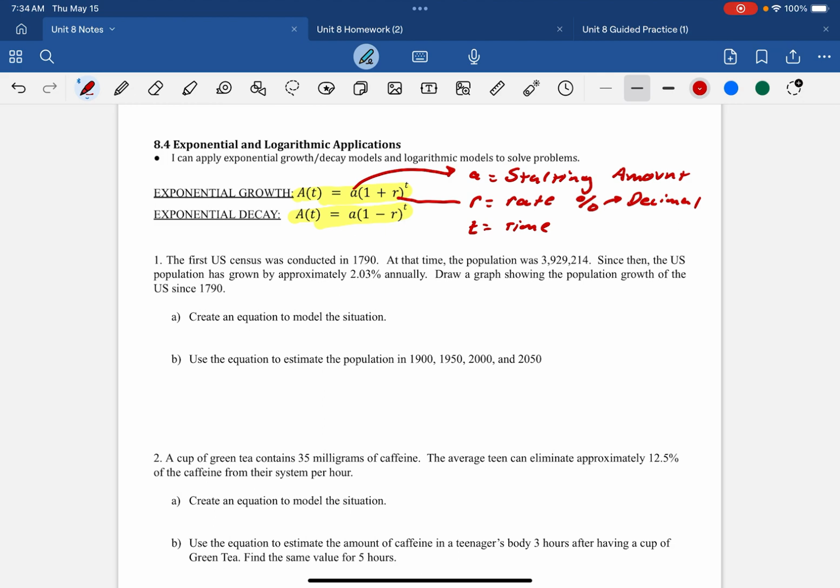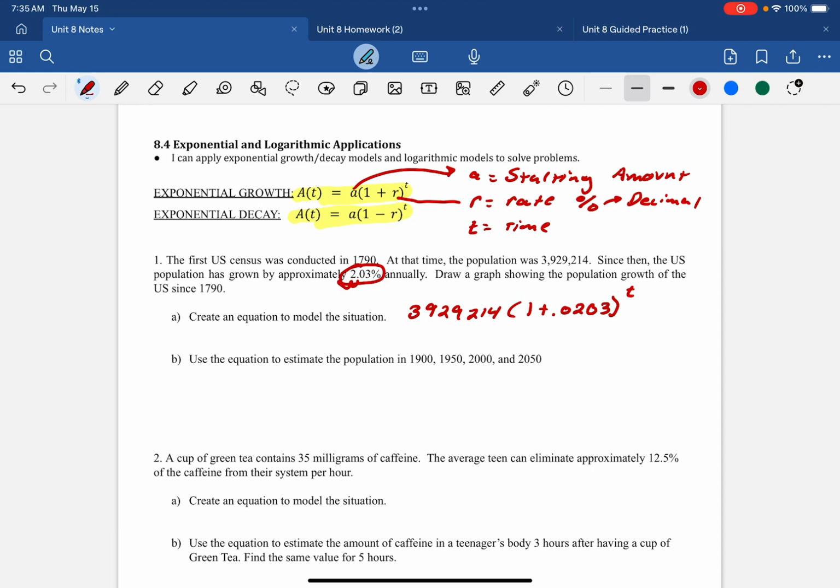So the first part is we're going to use our starting population. Then I'm going to take the number 1 plus this percentage. But I have to change that to a decimal, so I have to move this decimal point over 2 places. So this is going to be 0.0203. Close the parenthesis, and then T is my exponent. And we're going to talk about in years.